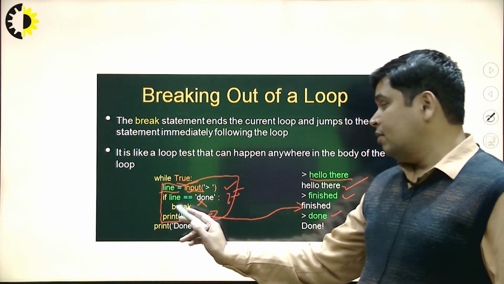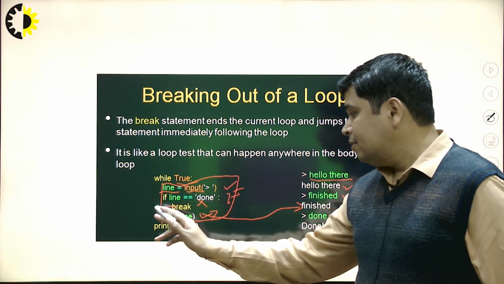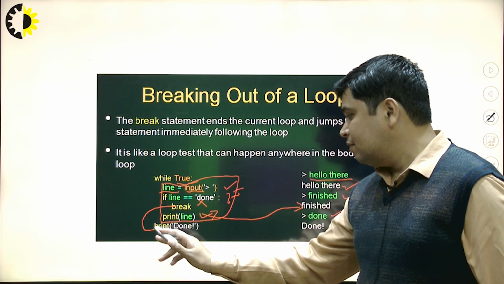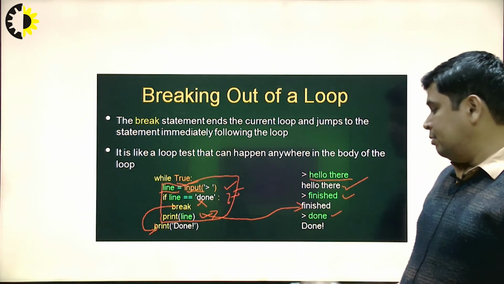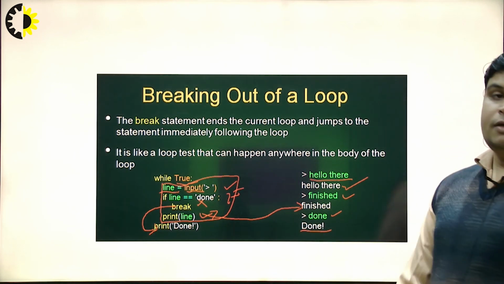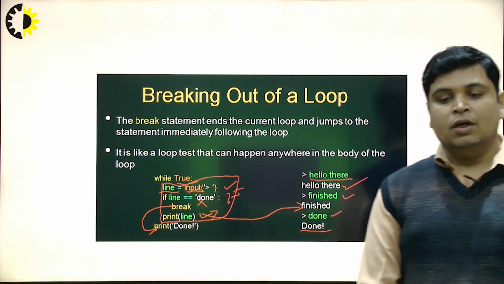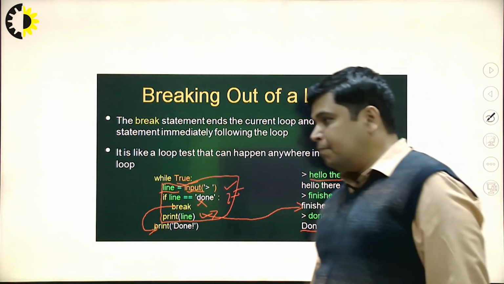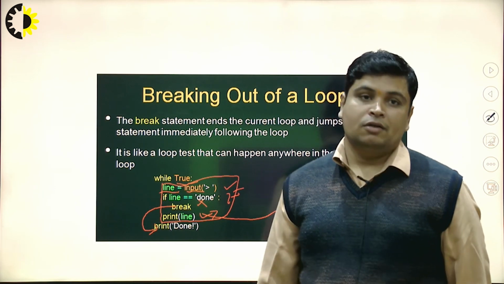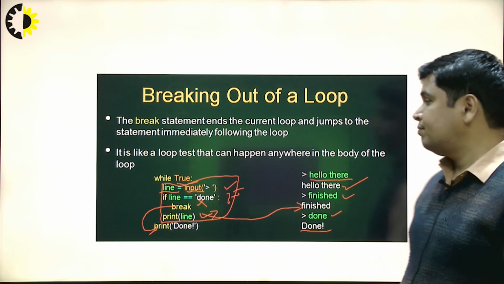The condition becomes true, the break statement is encountered, and immediately control is transferred to the statement following the loop. Immediately done will be printed. So basically break statements are used when you want to break the execution of a loop at a particular condition, on a specific condition.